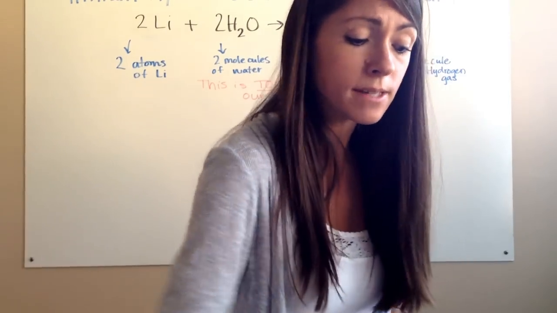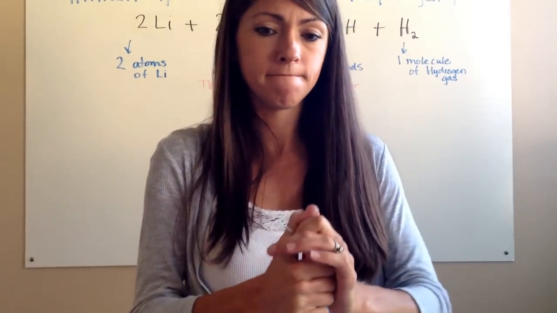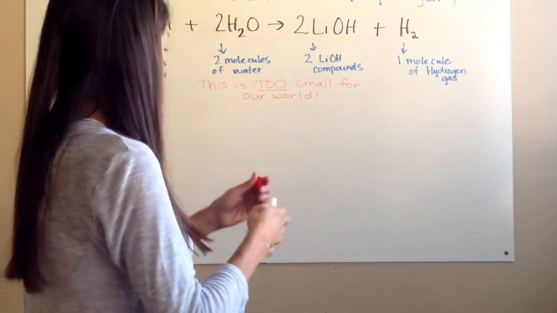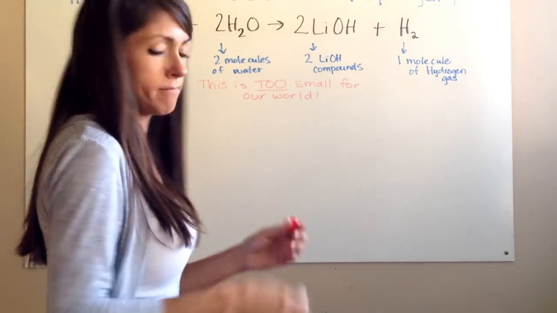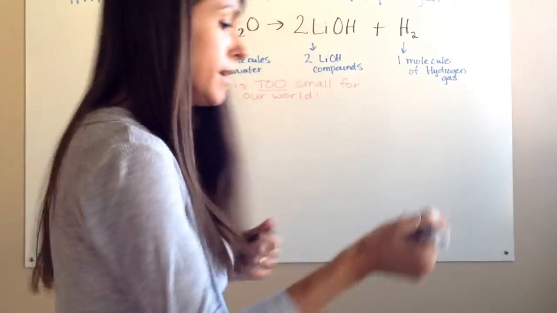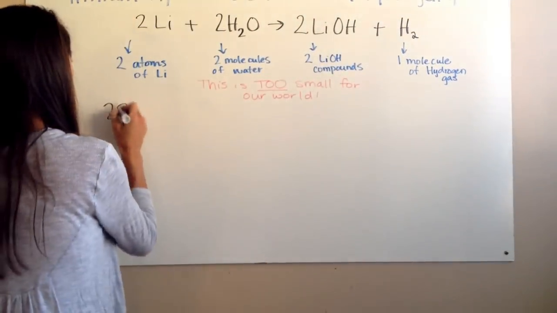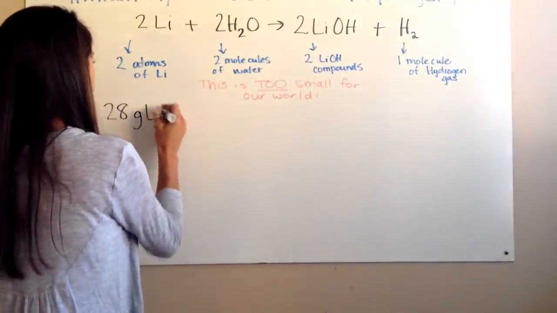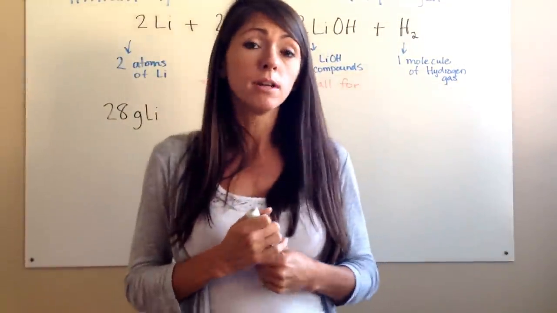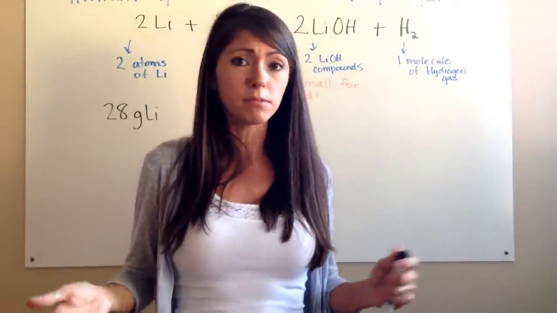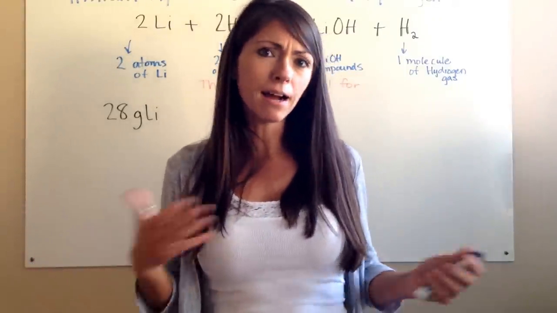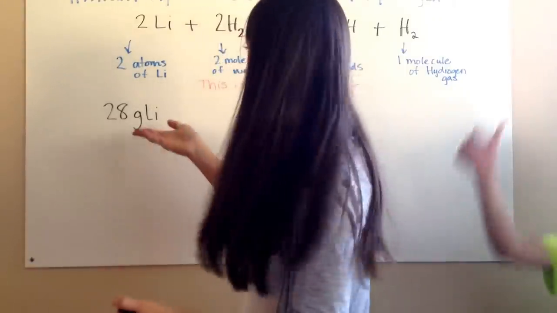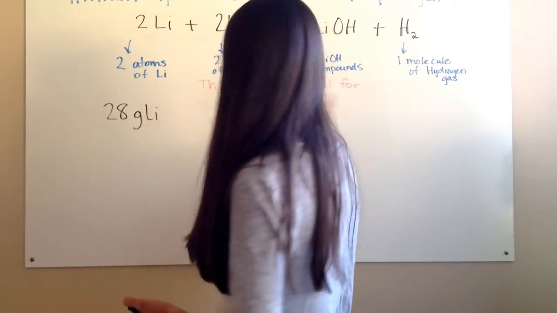Now, say for instance that I have 28 grams of lithium. Well, that's cool. We use grams to measure mass in the lab. This is relevant to us. But how on earth do I use this to relate to this?